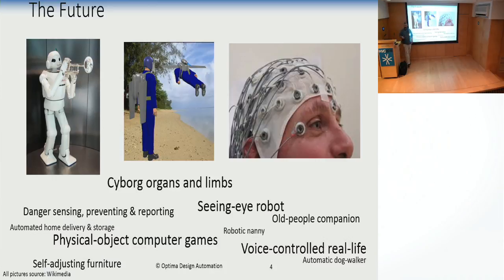We are going into things like cyborg organs and limbs. We're going into things like physical object computer games. We're going into things like danger sensing, computers playing, robots playing music, a robotic nanny. All of these applications pose a dramatic change from what we have seen before.